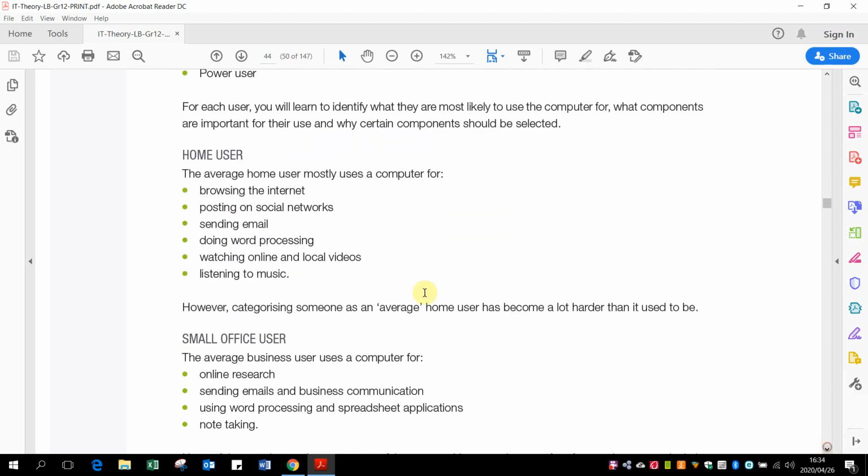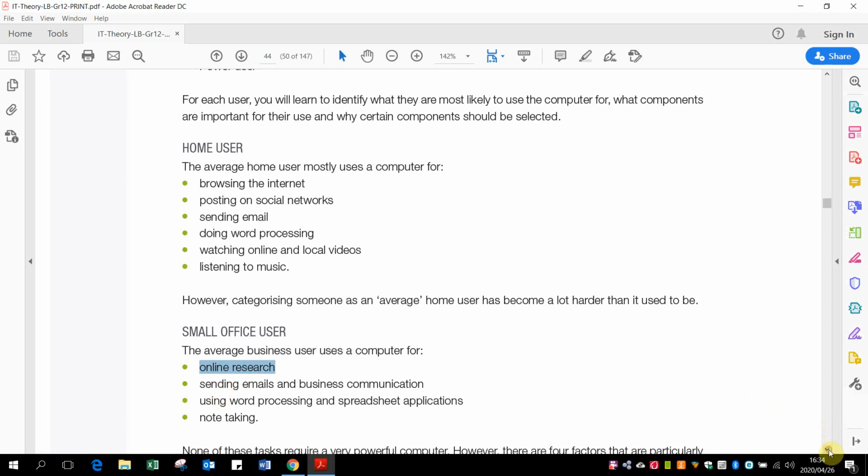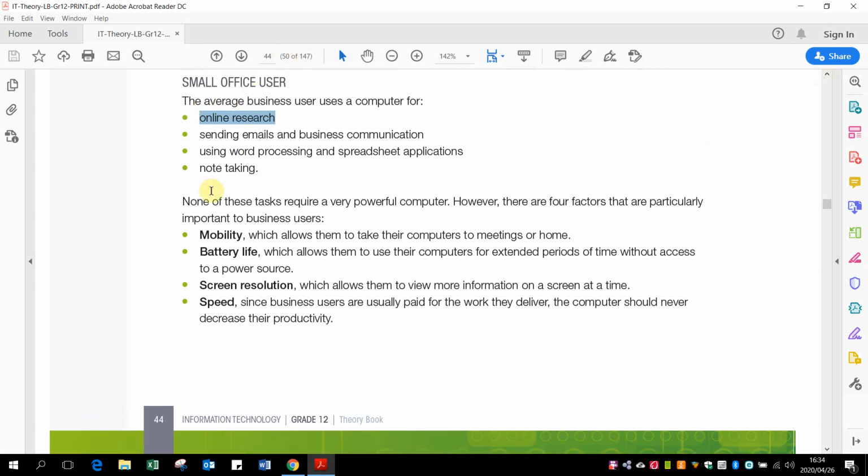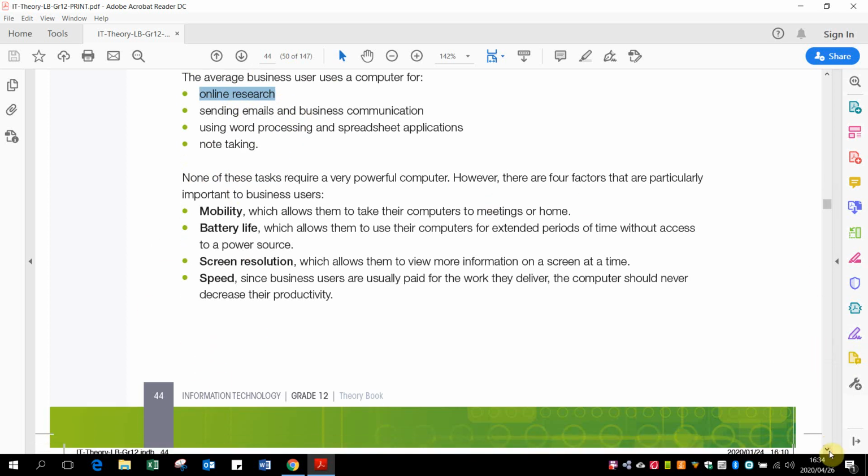So if we look at our home user, they use it for those things, and they could actually have a much smaller computer. Small office, a bit more internet, but otherwise basically the same thing as our home user. The only difference might be for the small office user, mobility could have a big influence. So it could be that they want to travel a bit more or work while they're traveling, so they could maybe want rather a mobile office.